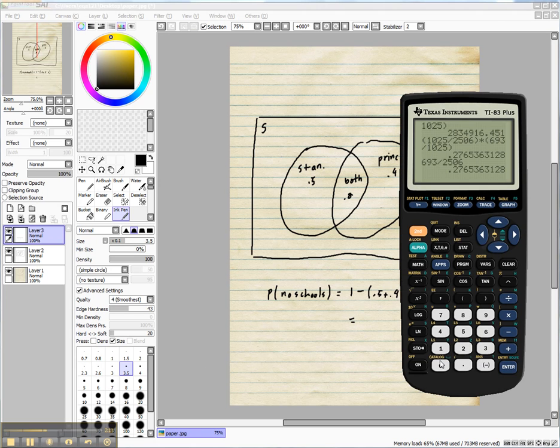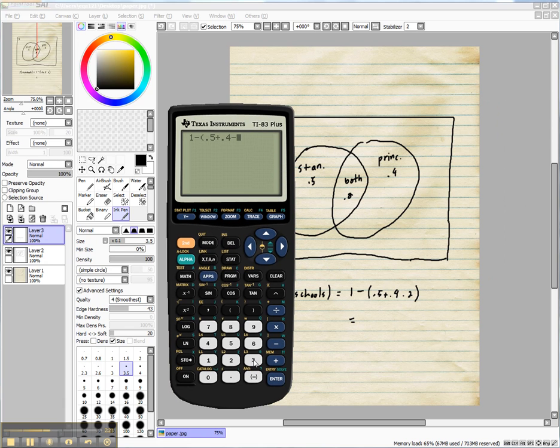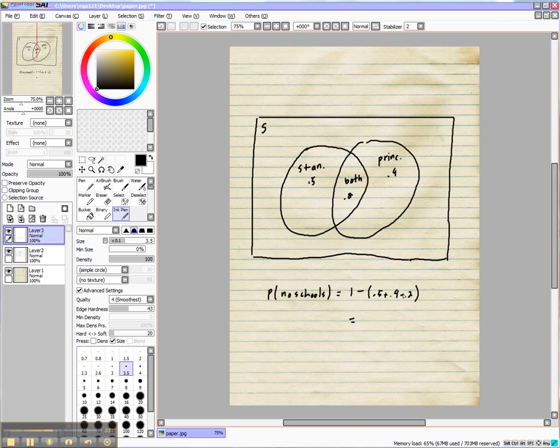1, let's put on our calculator, 1 minus 0.5 plus 0.4 minus 0.2 equals 0.3. So the probability that no school admits Ramon is 0.3. Alright, so that's how you solve for number 1.